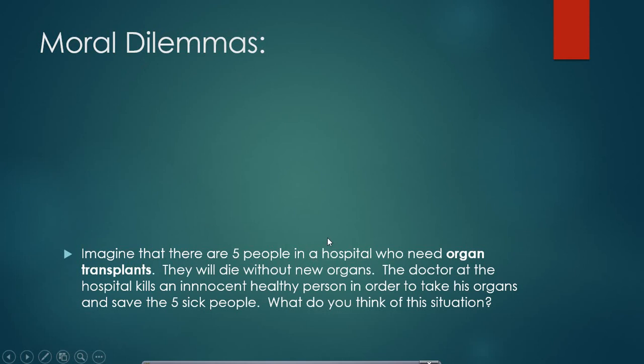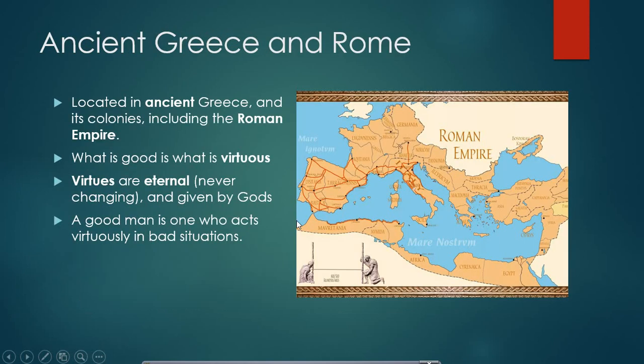Okay, I'll go on. For Oswald Spengler, and I agree with him, ancient Greece and Rome were actually a different civilization than the modern West. And ancient Greece and Rome included ancient Greece and its colony, Rome. And for them, what was good is what is virtuous. And for them, virtues are eternal, which means they never change, and they are given by their gods. And a good man is one who acts virtuously in a bad situation.